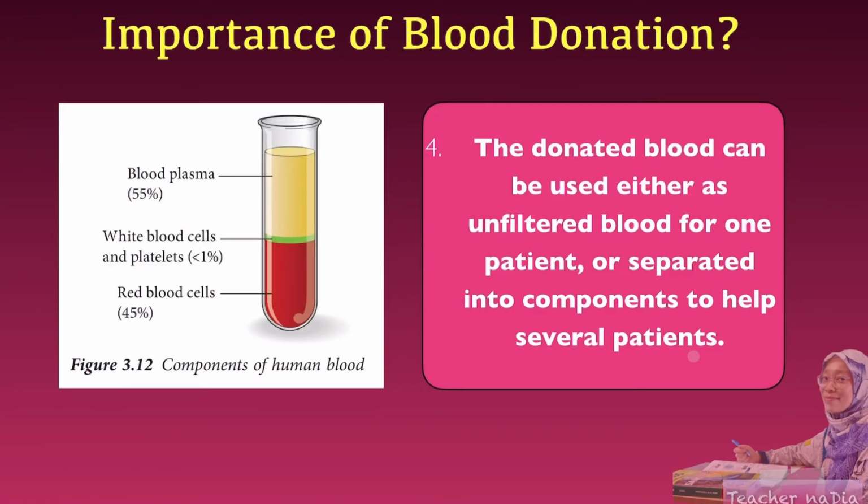The fourth one is that donated blood can be used either as unfiltered blood for one patient, or separated into components to help several patients. We have discussed earlier that human blood is a mixture and it can be separated into several components. So the recipient can receive the whole blood, or different components can go to different patients.